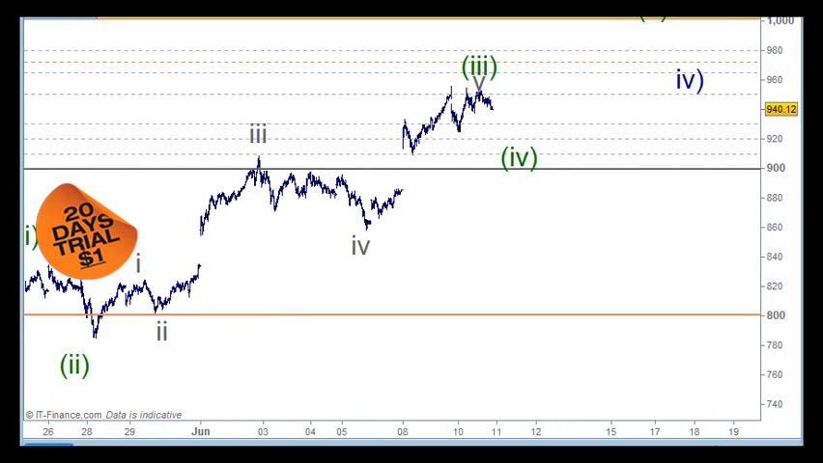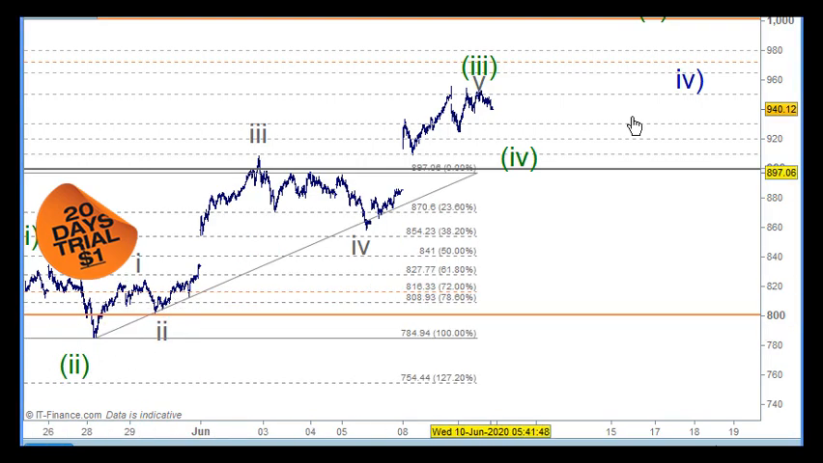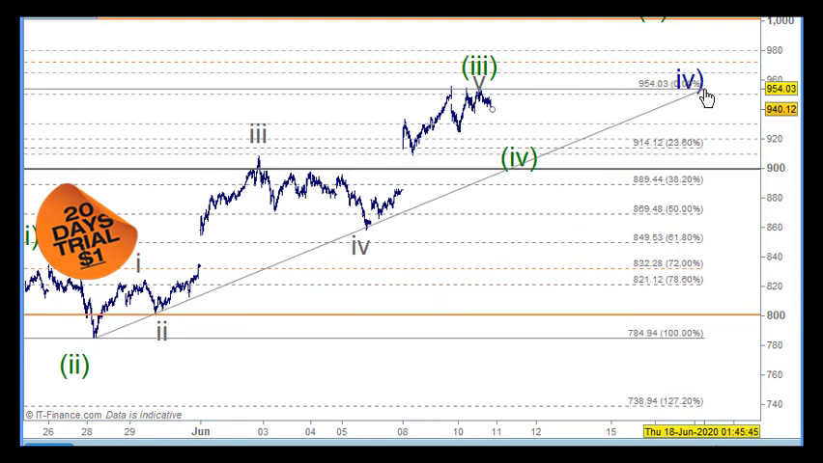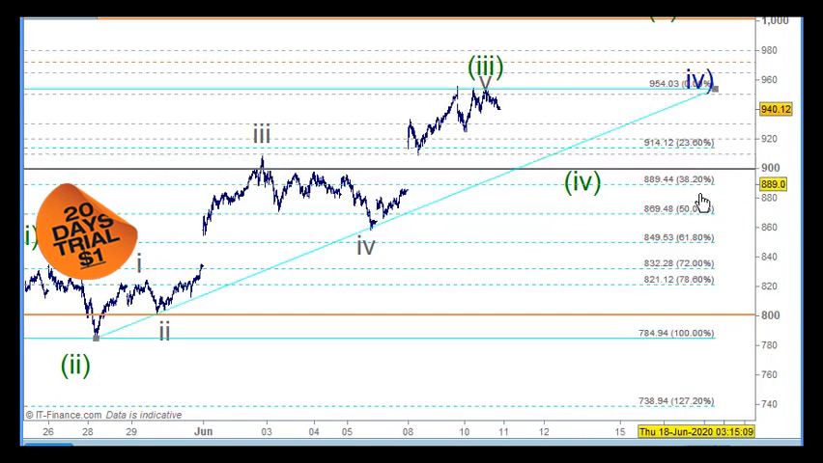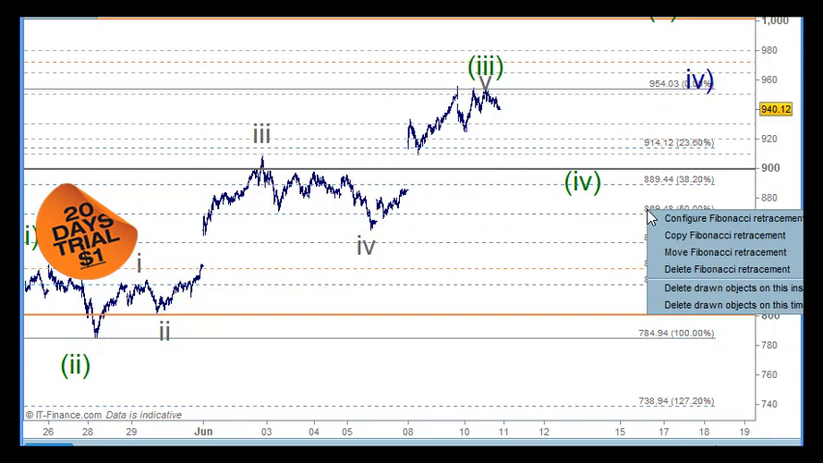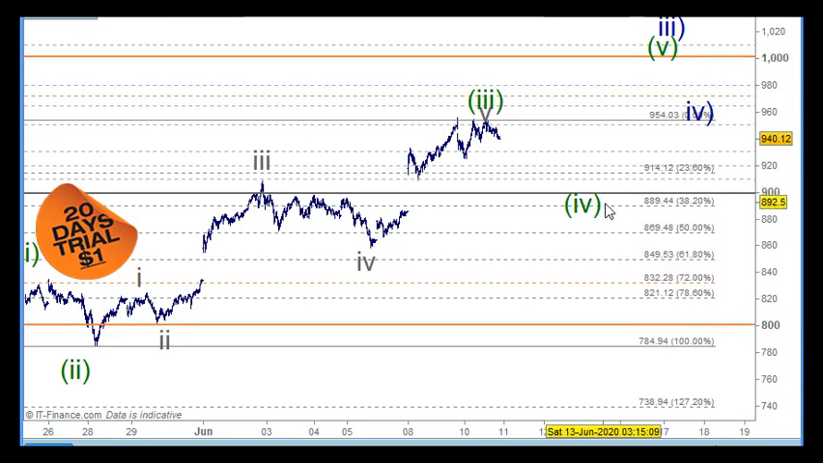Okay, let's just map out a few possibilities here. So first of all, roughly here, we could pull back to the level here. We could pull back to the 900 area through here. We wouldn't want to see it going anywhere, so we could bring our stops under this level here. In fact, wave 4 can pull back to the wave 4 of 1 lesser degree here. But this market will be looking at the 1000. That's what it wants.